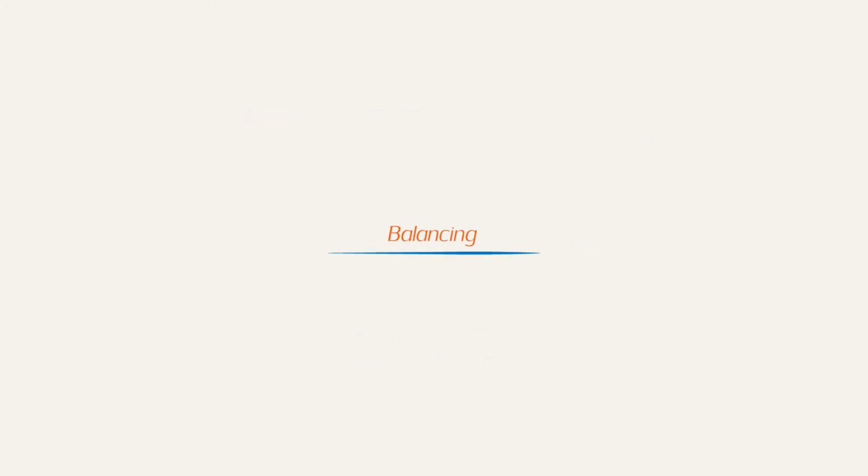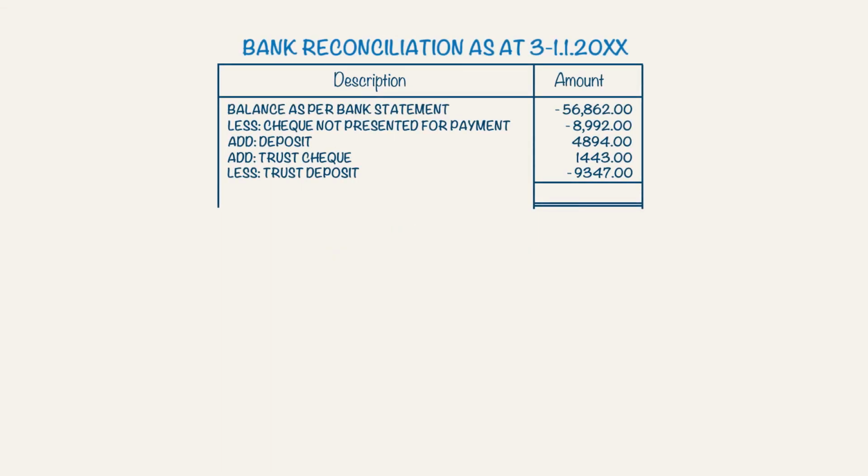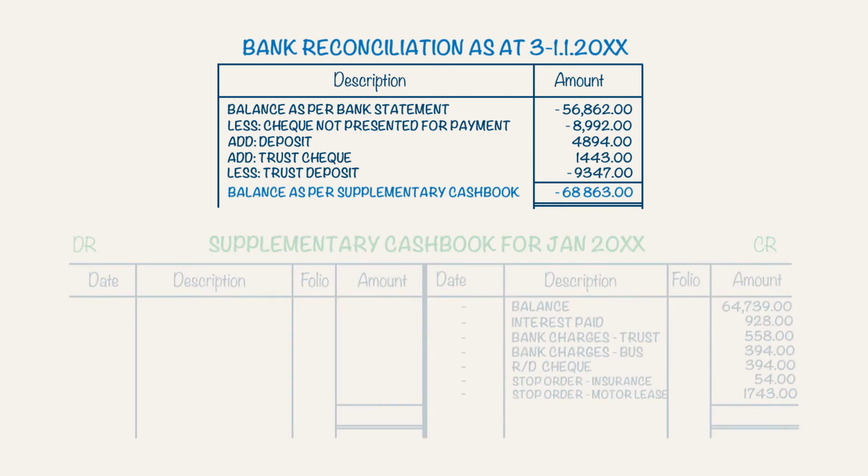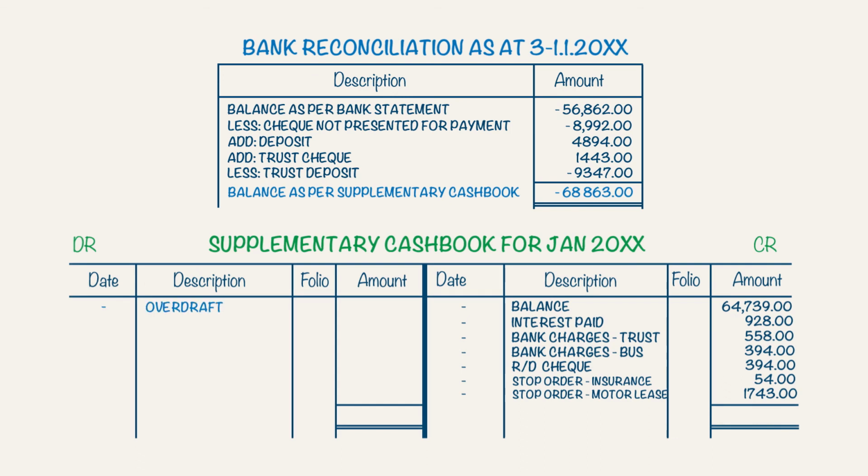We now balance our bank reconciliation. The adjusted bank balance at the end of the reconciliation process is now the same amount as the closing balance of the supplementary cash book. This means that all transactions have been correctly accounted for and all entries have been correctly processed.